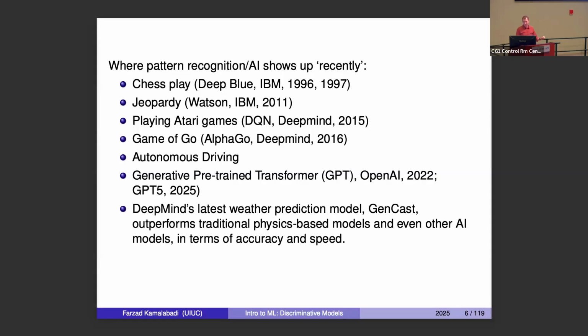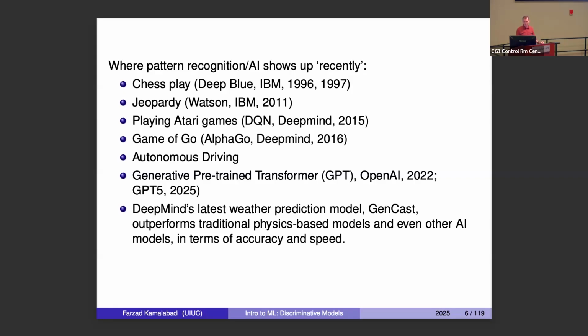So in terms of pattern recognition AI that have showed up recently. Many of you remember that chess is very important for essentially establishing the general ability of an AI system. In 1996, Deep Blue at IBM played, and for the first time beat a chess master, world master Kasparov. And in a rematch in 1997, again the same thing happened. And so it received a lot of press and public attention.